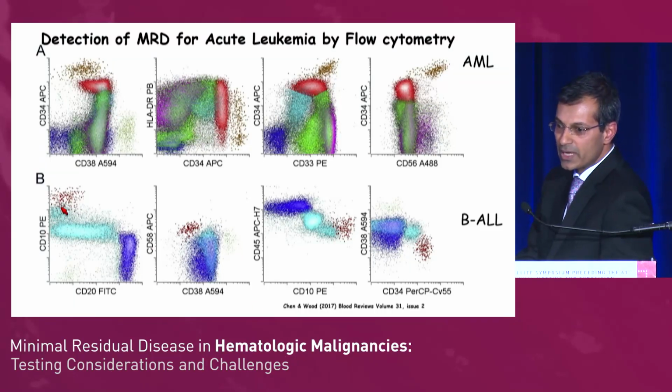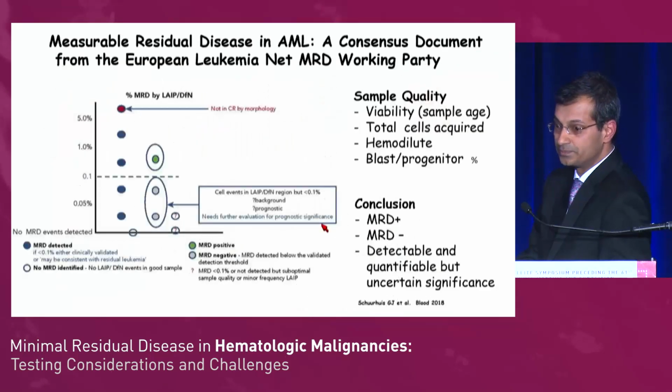And this is a case of ALL. Again, these red cells are the abnormal cells, which are CD10 positive and CD38 negative, and also are expressing CD34, in comparison to the normal hematogones or progenitor cells that are represented by the cyan color.